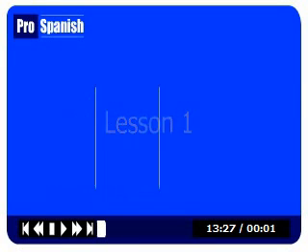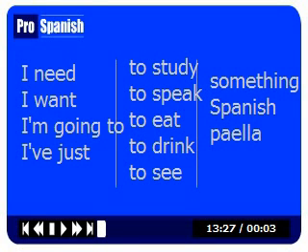Look at the grid on the screen. By the end of this lesson, you will be able to communicate all of it in Spanish and without looking. So you'll be able to talk about the present, about what you want to do, what you need to do. You'll be able to talk about the future and say what you're going to do. And you'll even be able to refer to the past and say what you've just done.